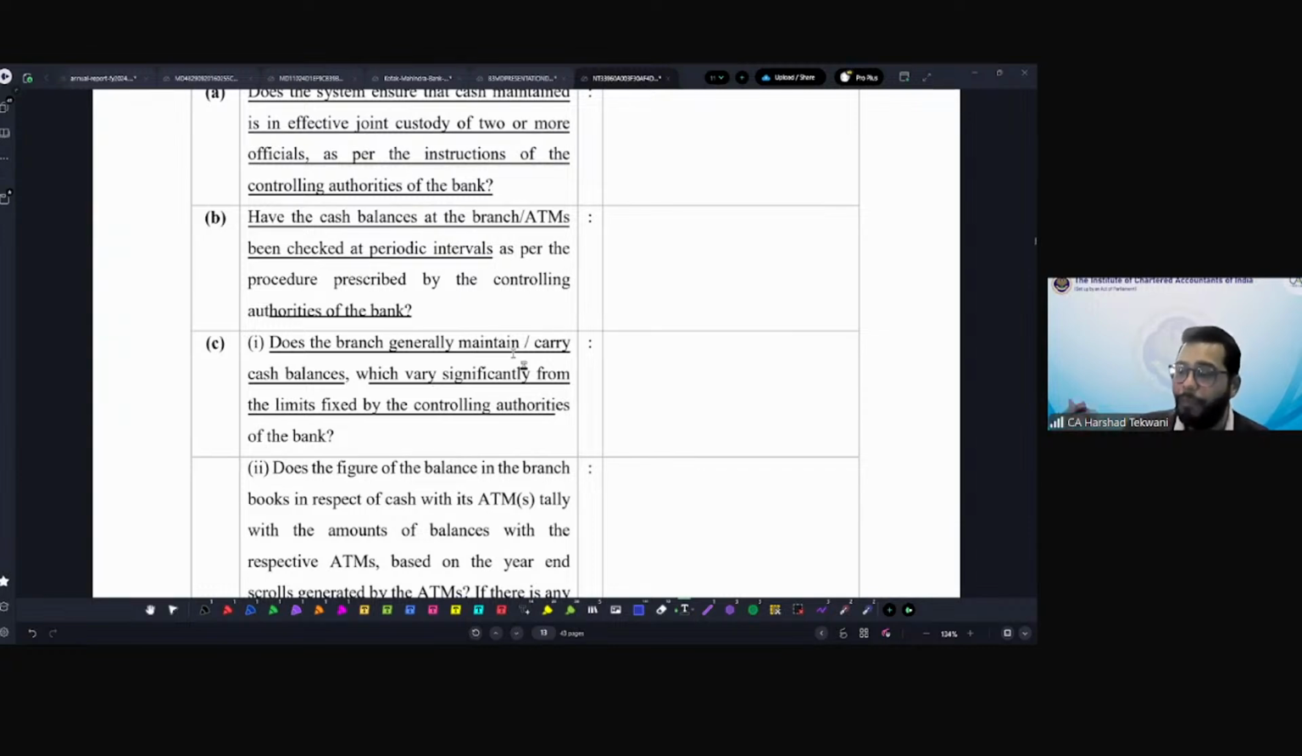So whether they are maintaining and carrying the cash balance at that level, from time to time you have to verify what the cash balance is for them. What are the limits for them? How much balance are they maintaining?